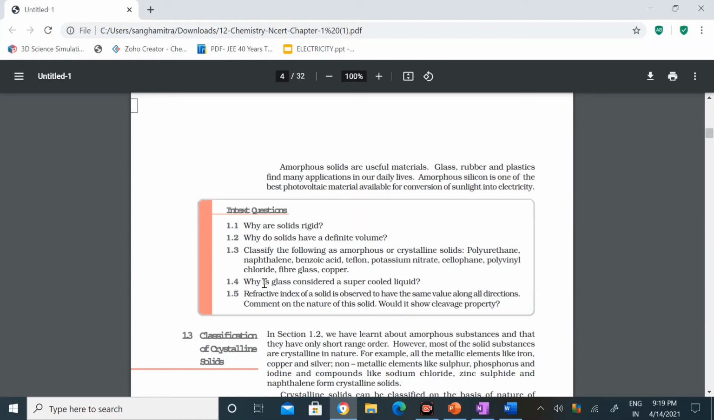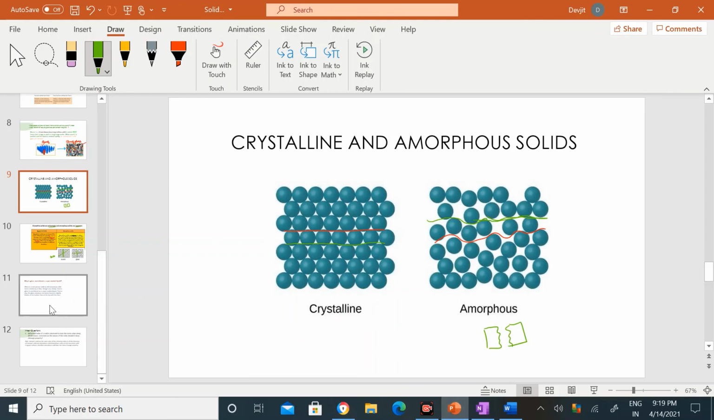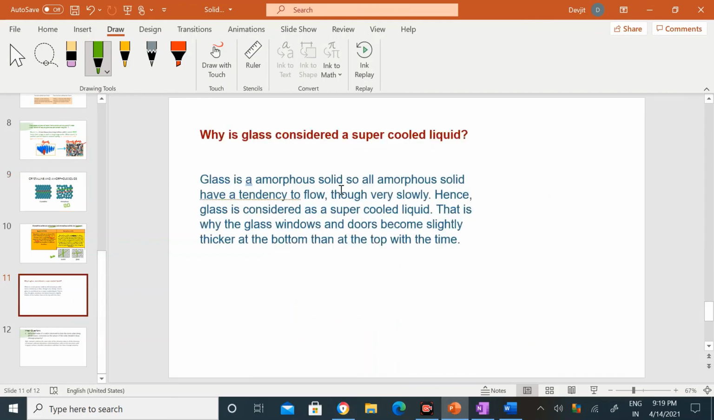Next question. Why is glass considered a supercooled liquid? Because glass is an amorphous solid. For your convenience, I have the answer also. Glass is an amorphous solid, so all amorphous solids have a tendency to flow, though very slowly. Hence, glass is considered a supercooled liquid. That is why glass windows and doors become slightly thicker at the bottom than at the top with time.